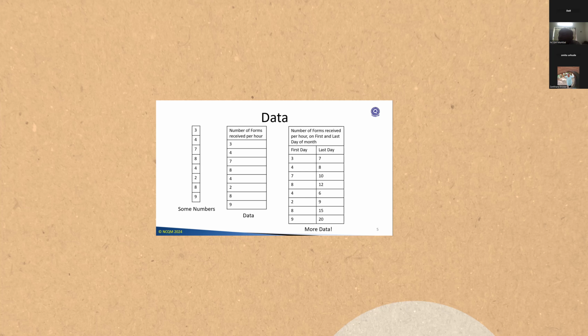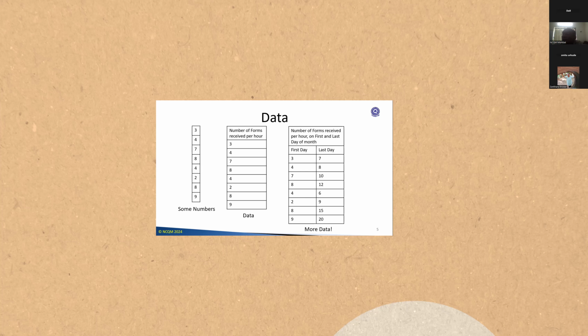I am just calculating that, sir. The total value is 45, divided by 1, 2, 3, 4, 5, 6, 7, 8. Divided by 8, so it is 5.6 for the first day column.